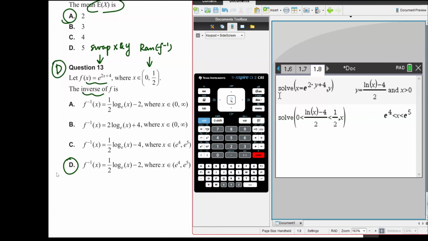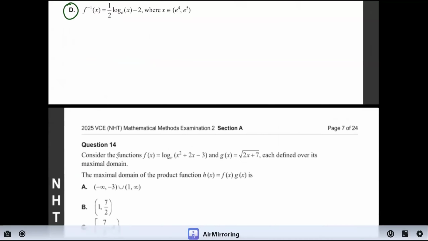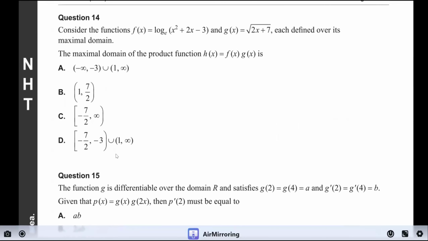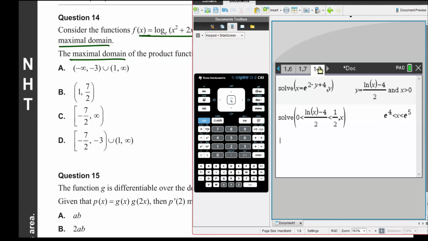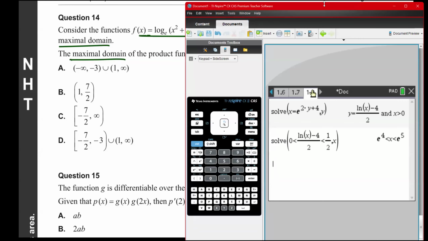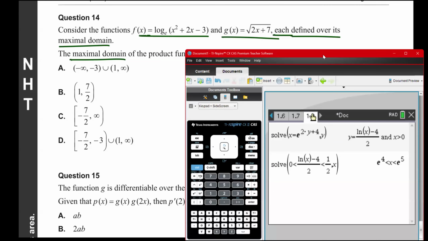Oh, I think the multi-choice questions are very accessible, very easy. Okay. Log function, square root function, each defined over its maximal domain. And we want to find the maximal domain of the product function. Well, who needs by-hand calculation if one could access the CAS calculator?